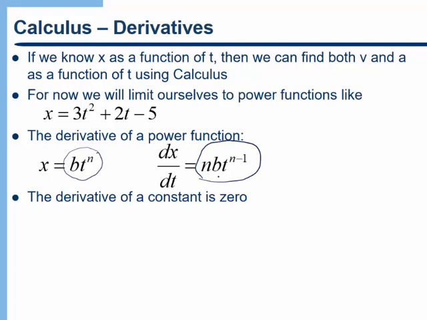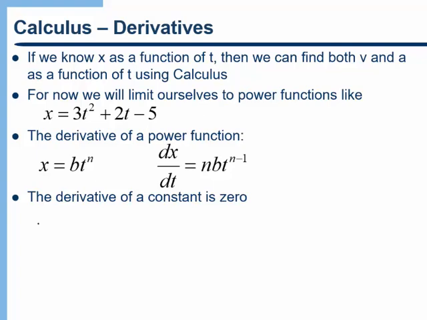Also, the derivative of a constant is 0. That makes sense. Remember that the derivative is just related to the slope. So if x is constant, then there's no change in x, and so the derivative is 0.